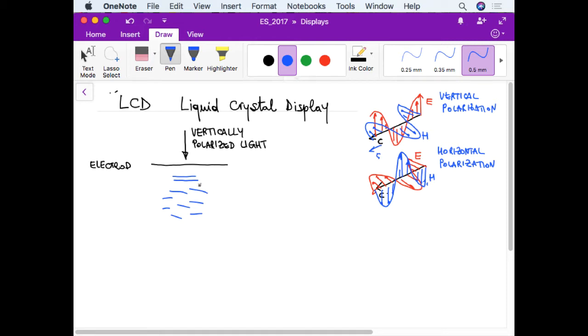What happens is that, let me finish the drawing. This is the electrode. And this is the solution with liquid crystals.